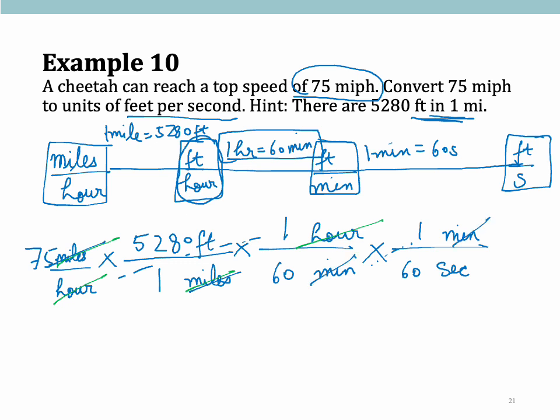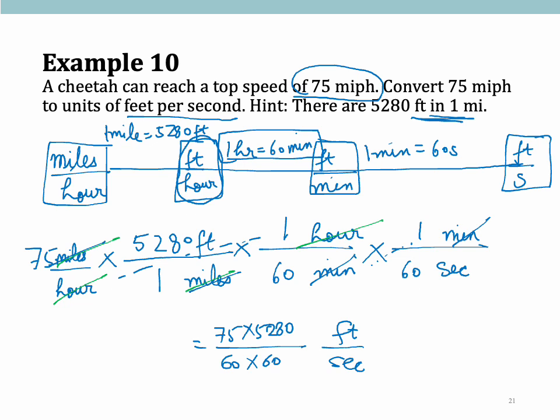What is the unit that we are left with? Feet on top, and in the bottom, second. So your final unit is feet over second. Plug in these numbers: 75 times 5280 divided by 60 times 60.